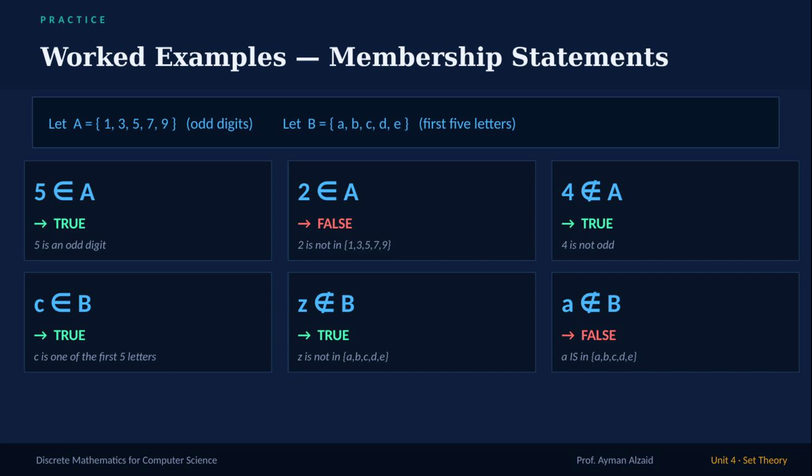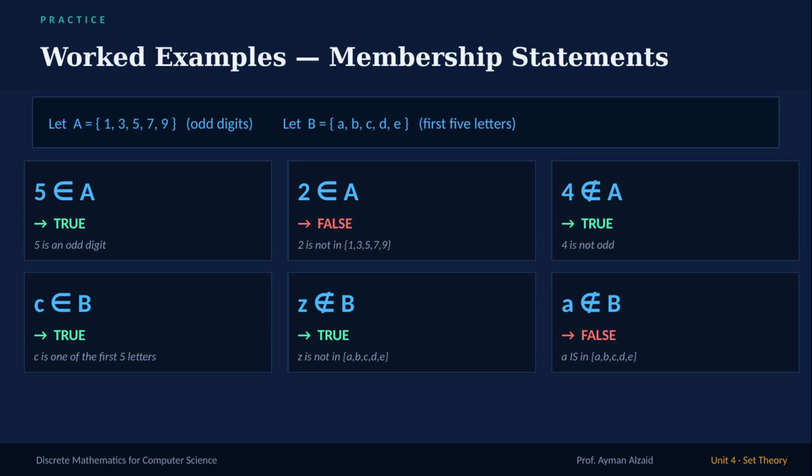Let's solidify this with worked examples. We have two sets. A equals the odd digits 1, 3, 5, 7, 9, and B equals the first 4 letters A, B, C, D. Go through each statement carefully. Is 5 an element of A? Yes, true, because 5 is in the list. Is 2 an element of A? No, false, because 2 is even and not in our set.